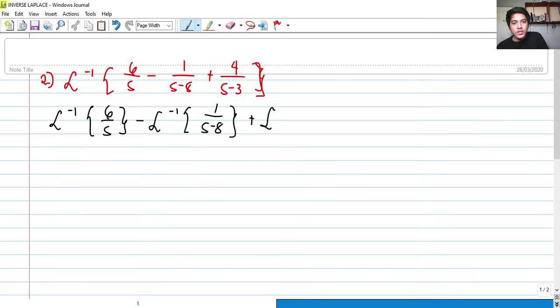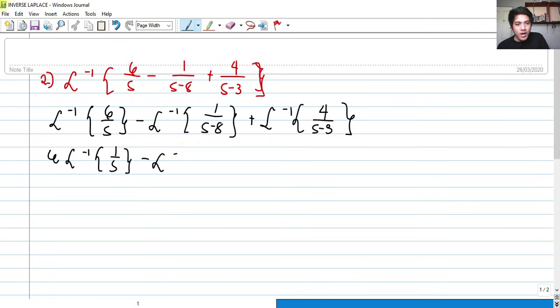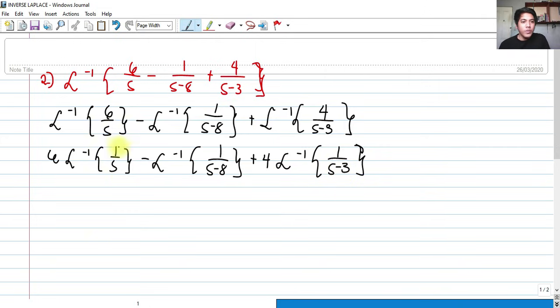So we have the inverse of 4 over s minus 3. If you remember, another property of Laplace is that we can factor out the constant. So we have 6 inverse Laplace of 1 over s minus inverse Laplace of 1 over s minus 8 plus 4 inverse Laplace of 1 over s minus 3. With this, we don't have a problem. Why? Because 1 over s, the inverse Laplace of that, is simply what?